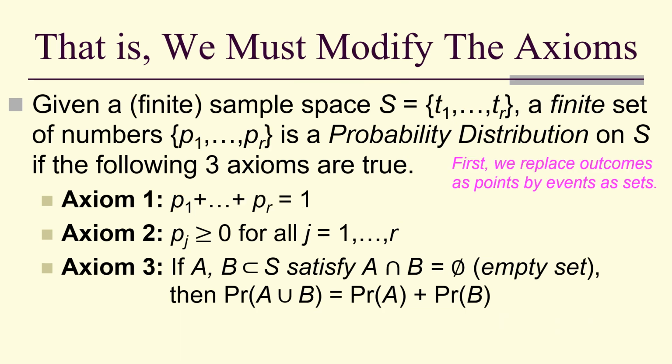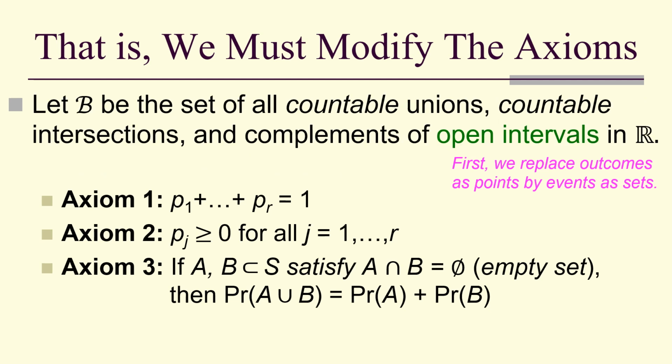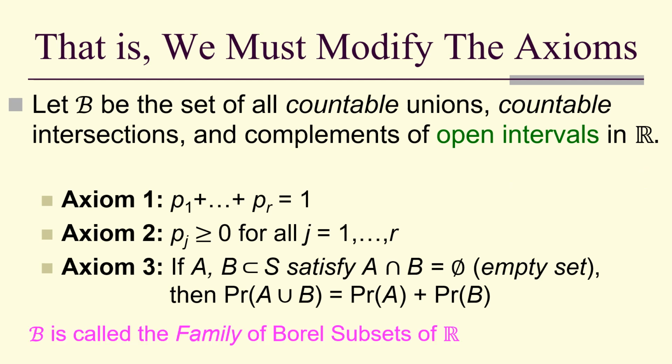So to begin with, we're going to get rid of outcomes as individual points and instead focus on events as sets. But not any sets. We're going to say that B is the collection, or set, of all countable unions and countable intersections and countable unions of countable intersections of countable unions of countable intersections and complements of open intervals in R. And this is what's known as the family of Borel subsets of R.